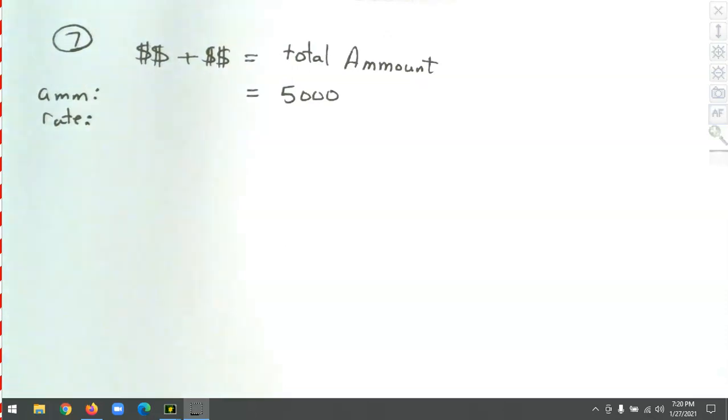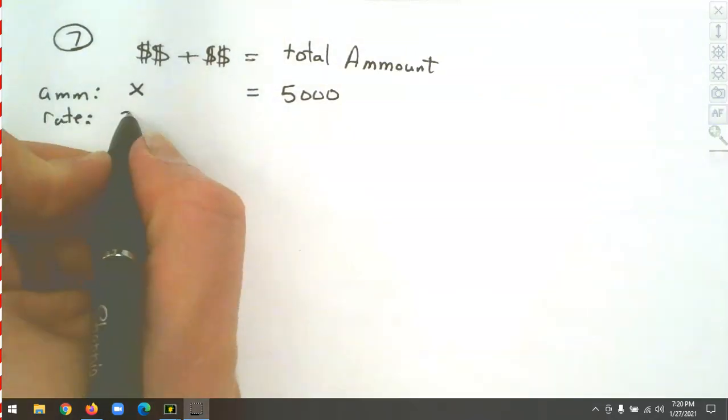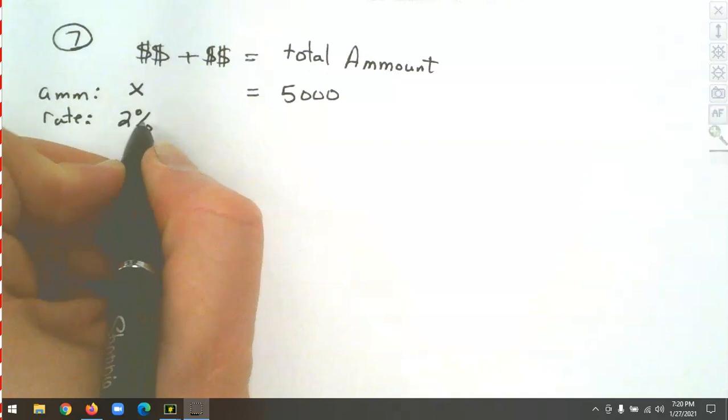Now we want to invest this in two different ways. We're going to put part of it in a CD at 2%. So we don't know. So we use an X. Percentage rate here is 2%.